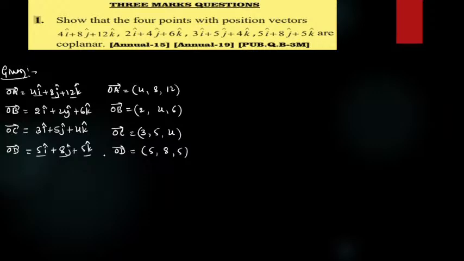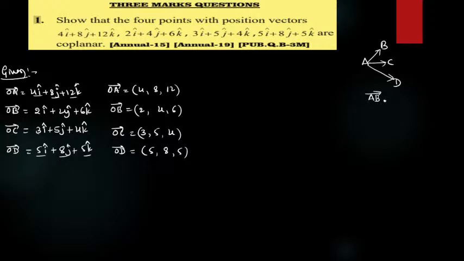Okay. Then I will tell you one thing here. If you have 4 points like point A, point B, point C and point D, and you want to show that these 4 points are coplanar, then you first find the AB vector, then find the AC vector, then find the AD vector, and afterwards show that the scalar triple product is equal to 0.